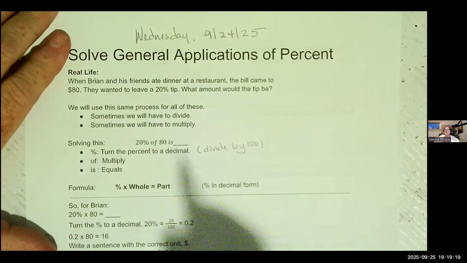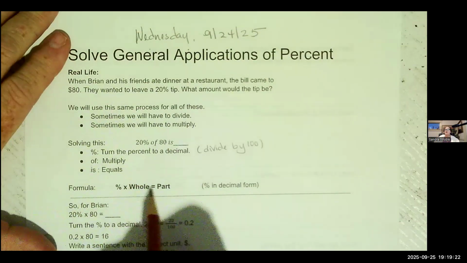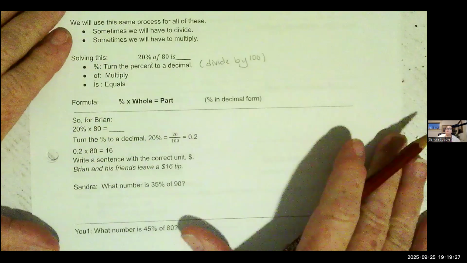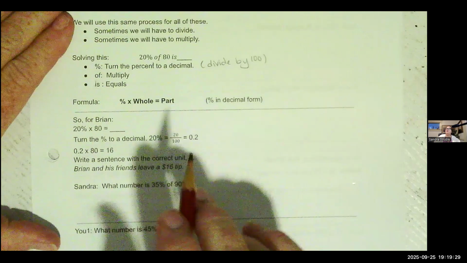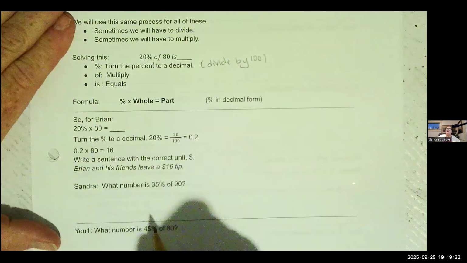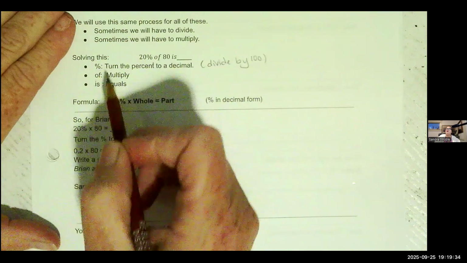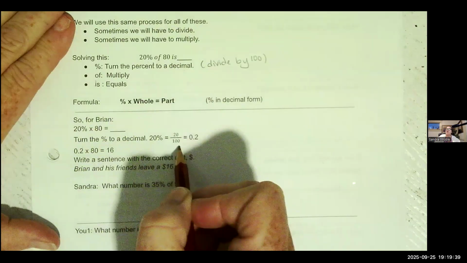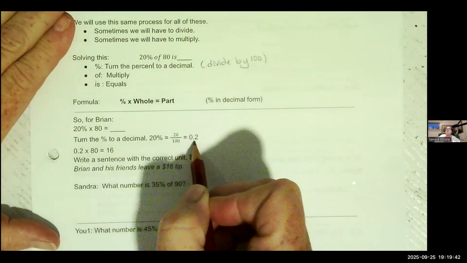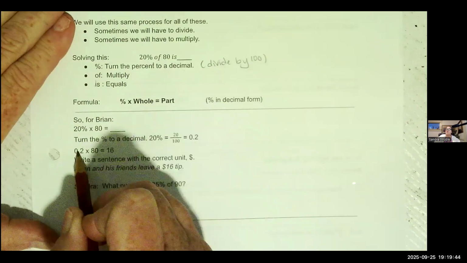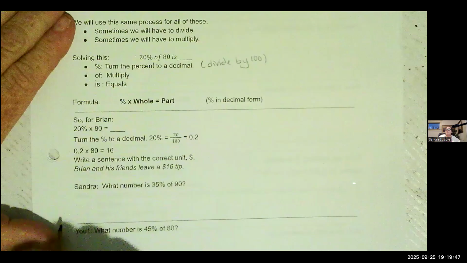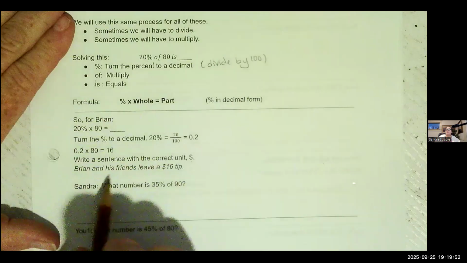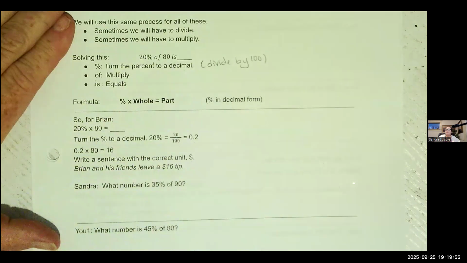If you would rather use a formula, you can do percent times whole is equal to part. Percent would have to be in decimal form. If you were in class, the majority of you decided to do it with the words. Okay. So for Brian, 20% of 80, you turn the percent to a decimal, 20 divided by 100, and drop the percent sign. That gives us 0.2. 0.2 times 80 is 16. And then you write a sentence with the correct unit. The unit is dollars. So Brian and his friends leave a $16 tip.